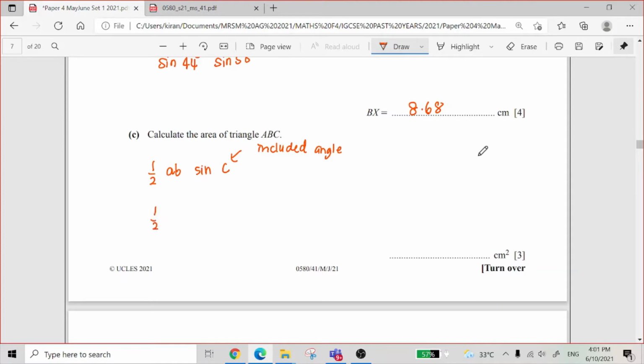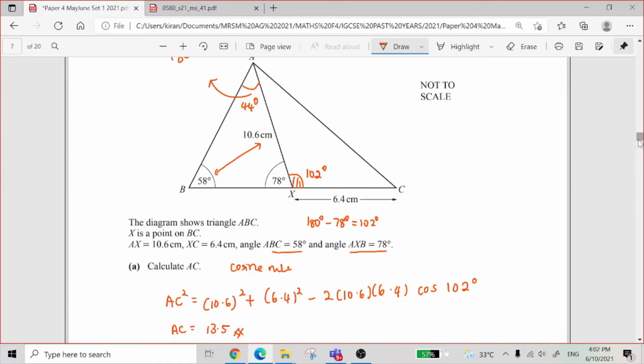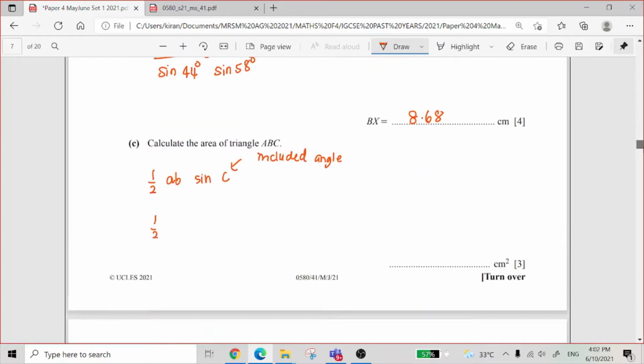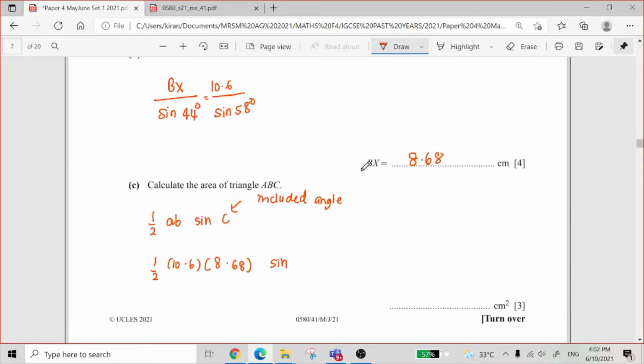So we take the values. You can choose any part that has the included angle, which is 78, because we have 10.6, and also we have the length of Bx. So 78 is the included angle between the two lengths. Okay, so we have 1/2 times 10.6 times Bx 8.68, and then the sine C, which is 78.